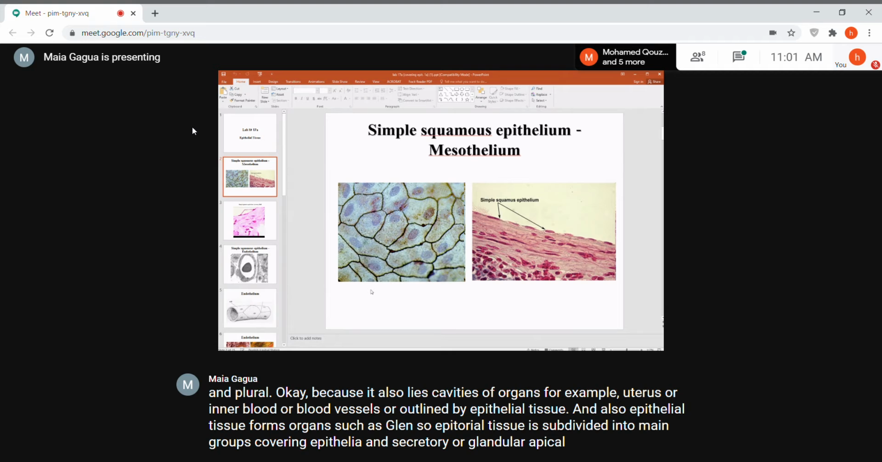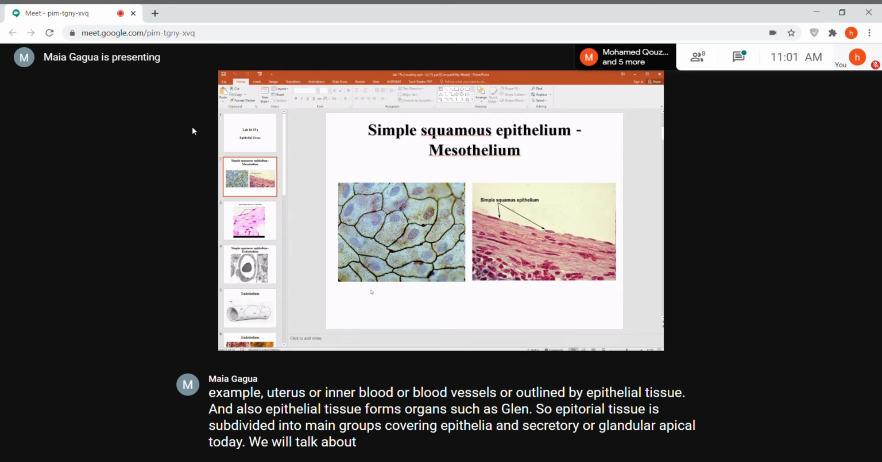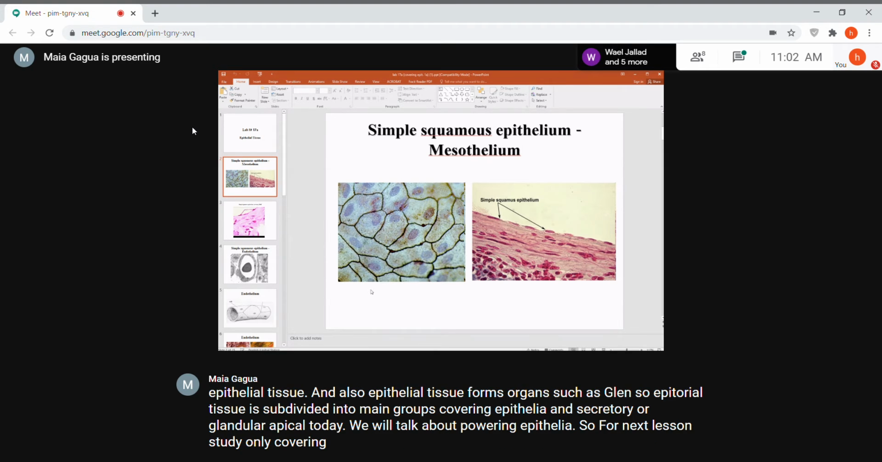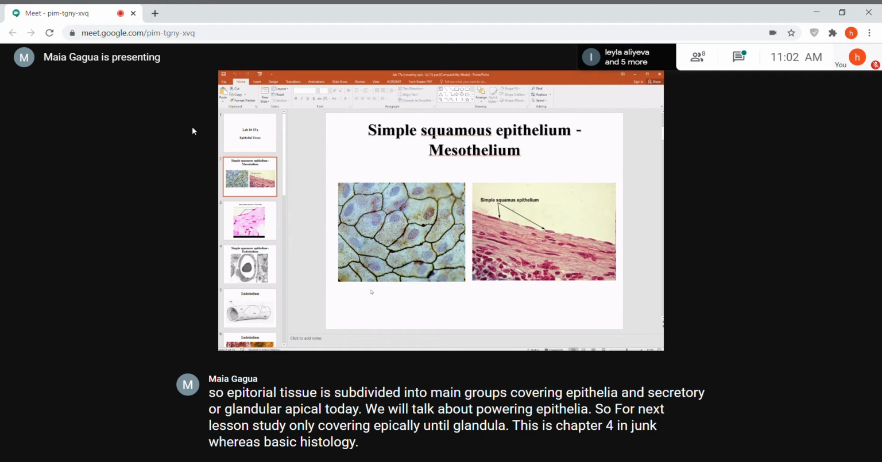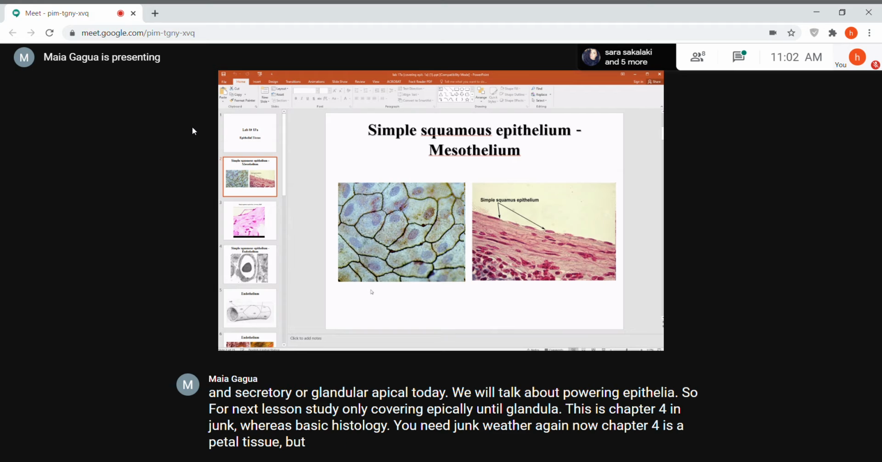Today we will talk about covering epithelia. So for next lesson, study only covering epithelia until glandular. This is chapter 4 in Junqueira's Basic Histology. You need Junqueira again now. Chapter 4 is epithelial tissue, but study not till the end. Study until glands. Is it clear for you?